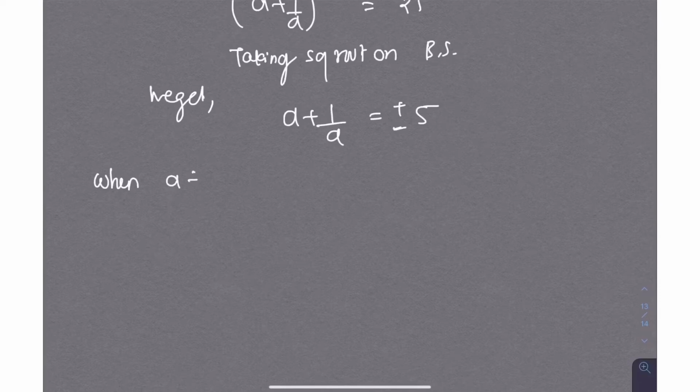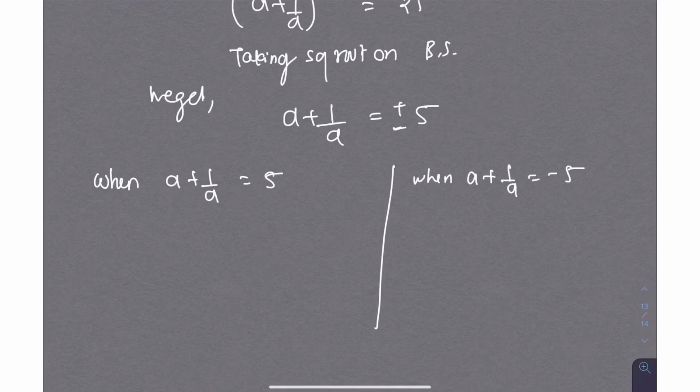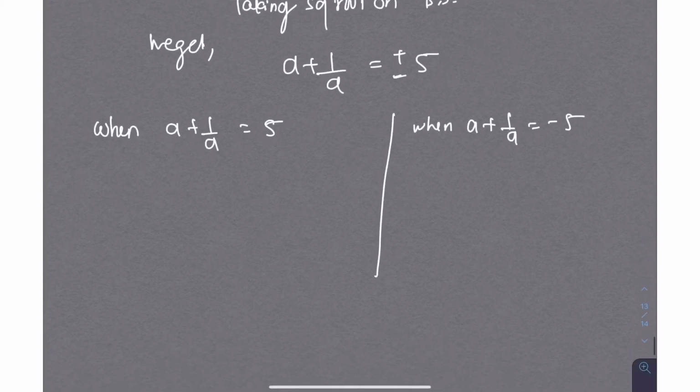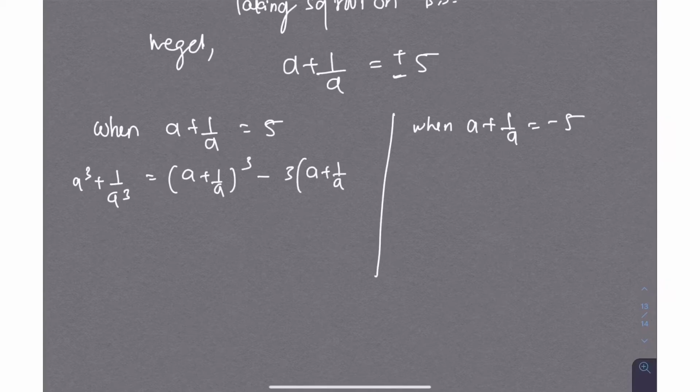When a plus 1 upon a value is 5, and when a plus 1 upon a value is minus 5. So we are going to solve them separately. Now we just need to substitute the values. So again, I will be writing the formula. A cube plus 1 upon a cube value is a plus 1 upon a the whole cube minus 3 into a plus 1 upon a.